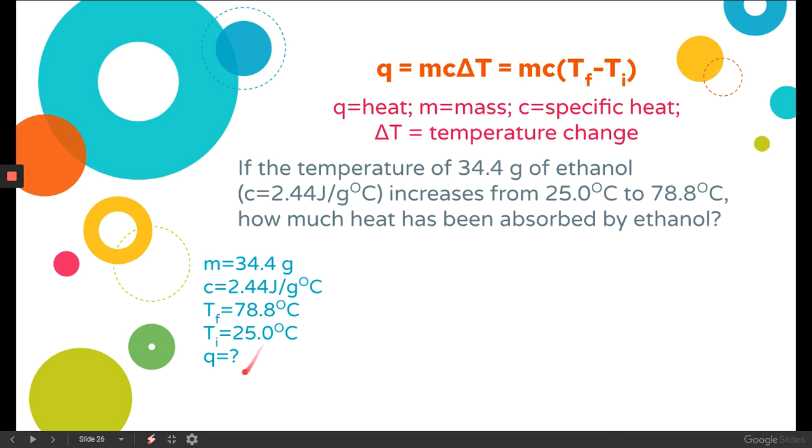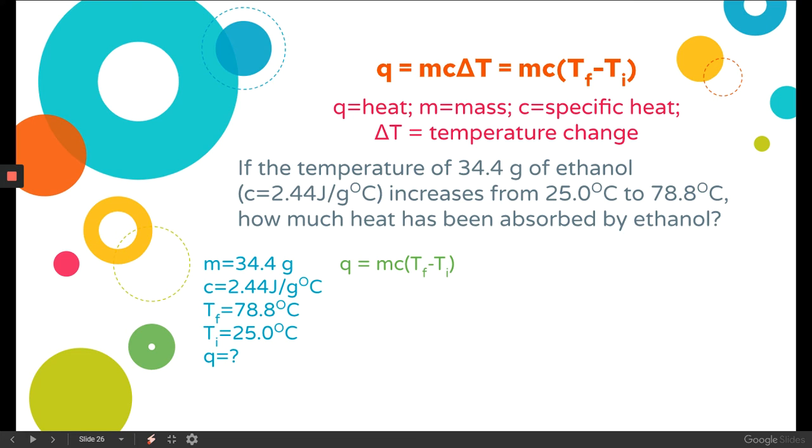The thing we don't know is Q. We don't know how much heat has been absorbed. That's what the question is asking us to find. So we know we're going to be using our Q equals mc delta T equation because we have mass, specific heat, we have temperatures, and we want Q. So our equation that uses all of those things is here. So we're going to use the second form of this equation.